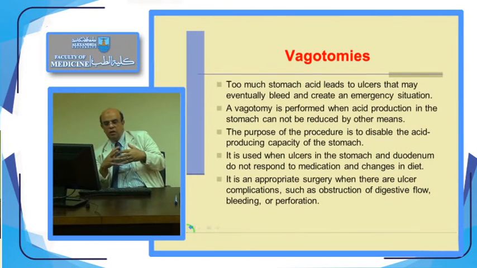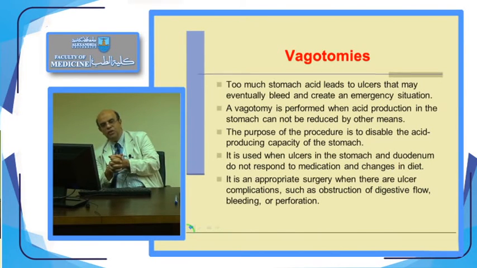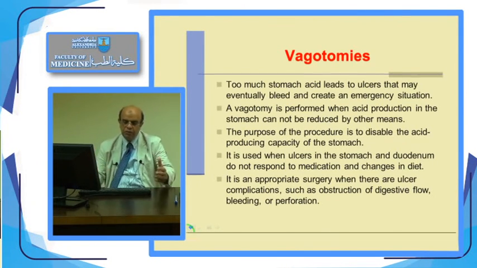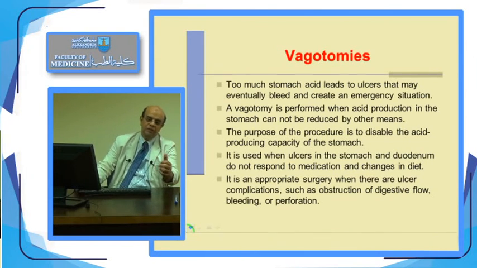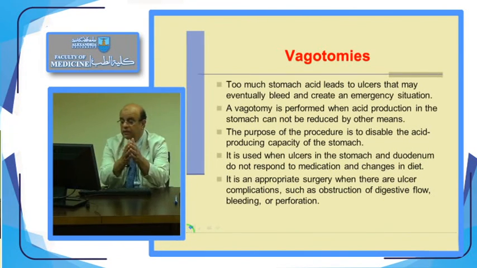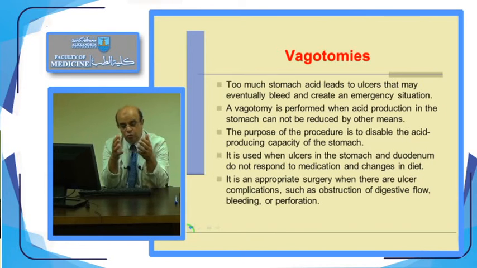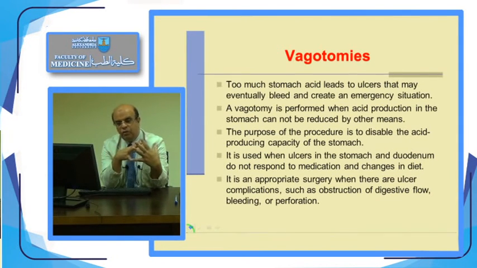Thirty years ago, a lot of vagotomies were done for the treatment of peptic ulcer because there were no medications, or the medications present at that time were not so effective in diminishing the acidity. But with the introduction of the proton pump inhibitors, which are very effective medication in reducing the acidity of the stomach, nowadays no more surgeries are done for the treatment of peptic ulcer.